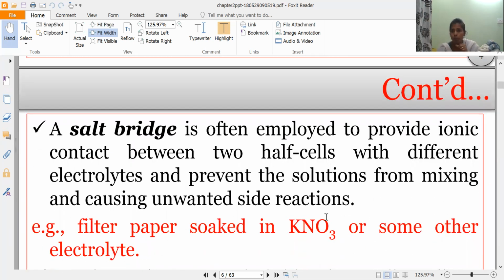And we are using a salt bridge also to connect the two half cells. What is the use of the salt bridge here? It is used to provide the electrical contact, to avoid the intermixing, and for transfer of ions from one half cell to another half cell. A salt bridge is often employed to provide ionic contact between two half cells with different electrolytes and prevent the solutions from mixing and causing unwanted side reactions. So due to having the salt bridge, there are no side reactions here.